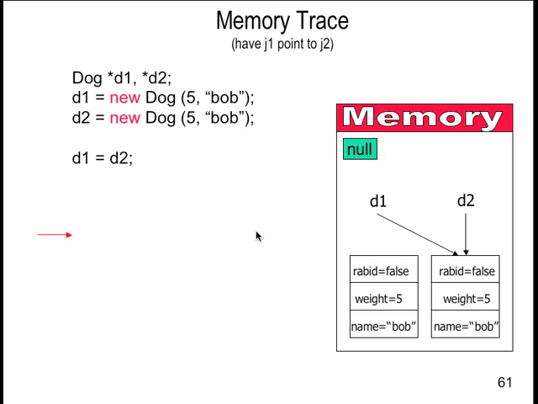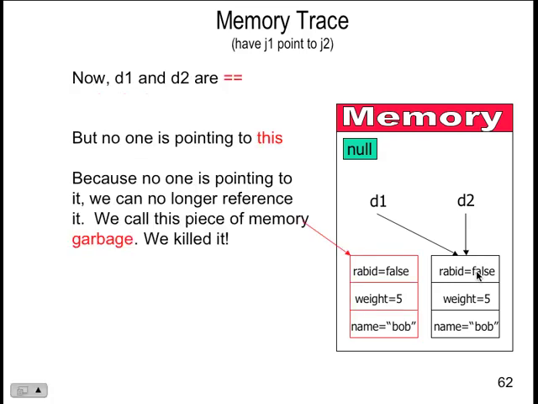So let's see what we've got here. Now D1 is equal to D2, and what have we done? We've created another memory leak. We have a piece of memory out here that's basically inaccessible because we can't go back to it, since D1 and D2 both point to the same memory address, which is kind of wasteful. Java cleans it up for you automatically. In C++, it stays for the entire life of the executing program.